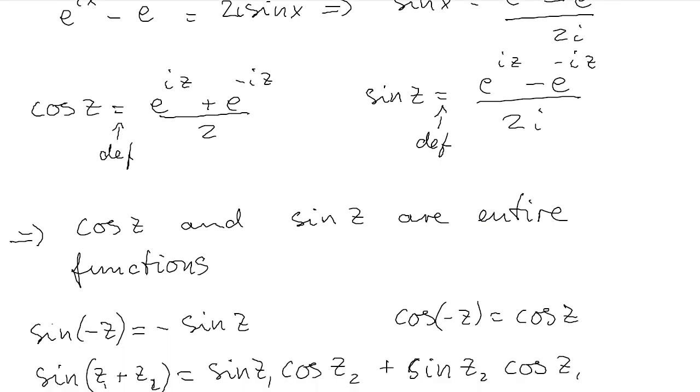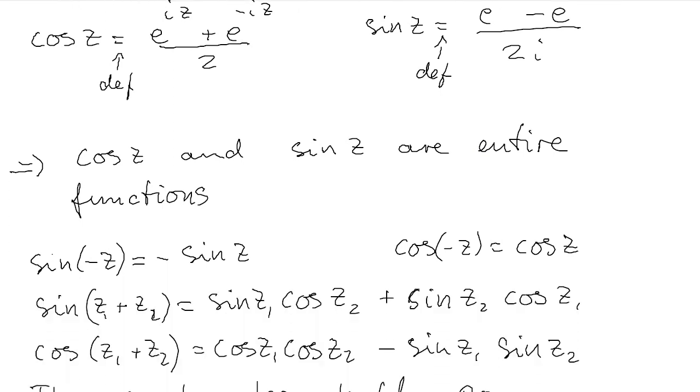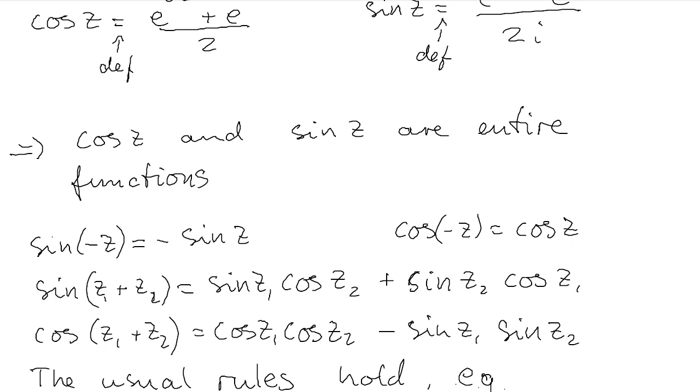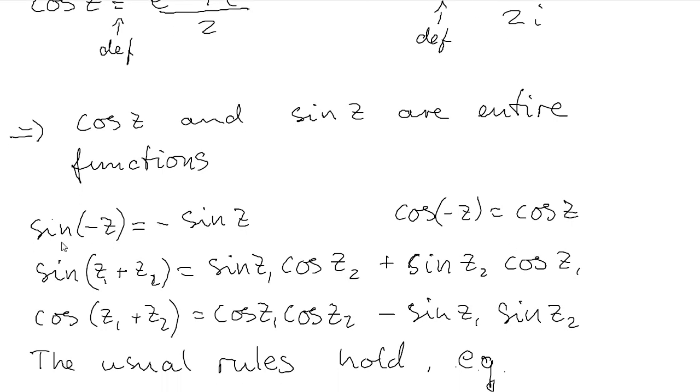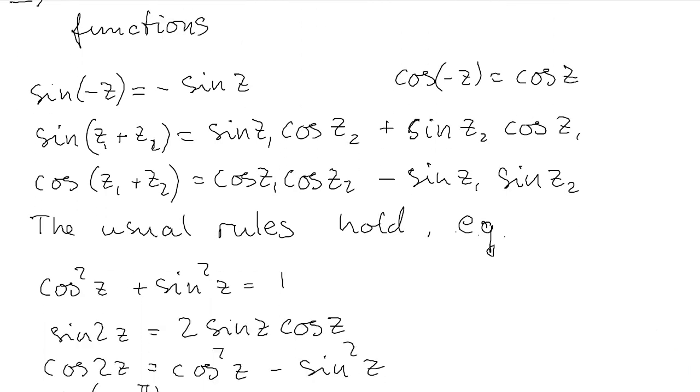Note that we have more or less the same formulas in the complex case as we have in the real case. Sine of the negative value of z is equal to minus sine z, and this formula is also very familiar. We have the same formula for sine of the sum of two z values as we have in the real case for both cosine and sine. So the usual rules hold.